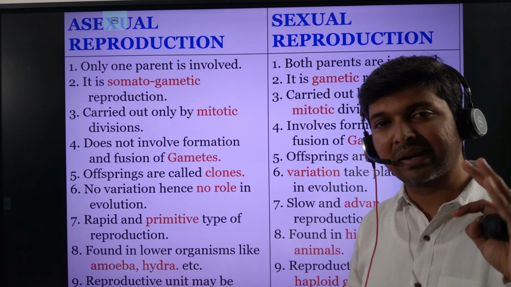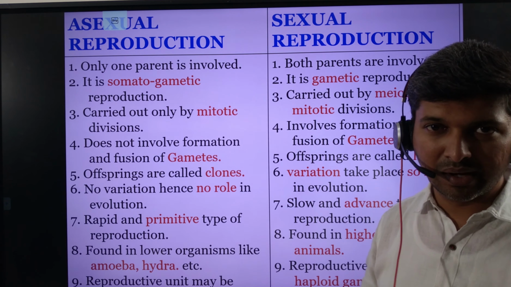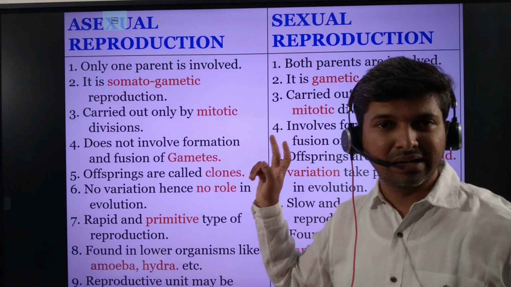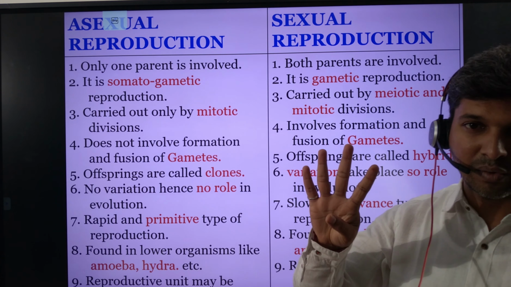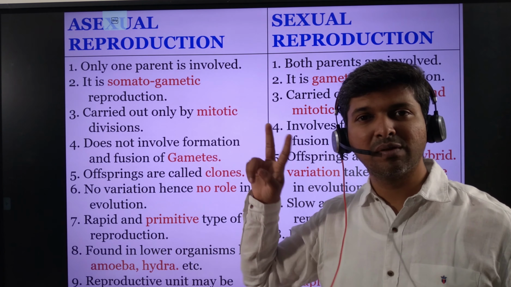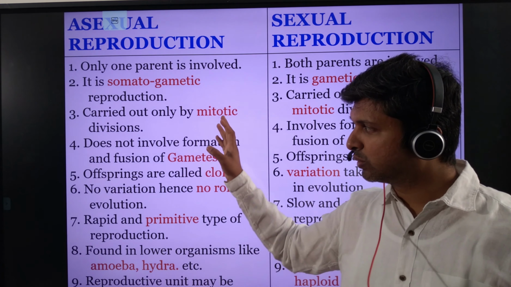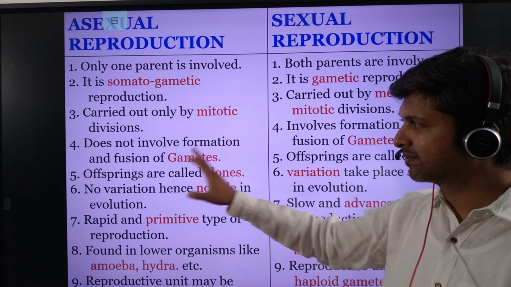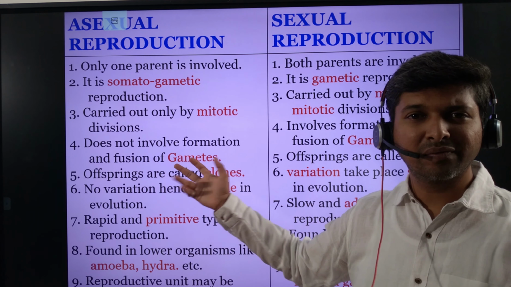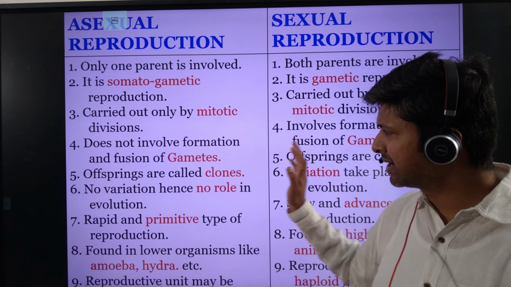But only in our reproductive cells, that is in the testes and in the ovaries, we will produce meiotic divisions. That means one cell will produce 4 haploid cells. In this, one cell will produce 2 diploid cells. So this is mitotic, this is meiotic. Now, this does not involve formation and fusion of gametes. Here it involves formation and fusion of gametes. Then offsprings are called clones over here because there is no variation whatsoever.